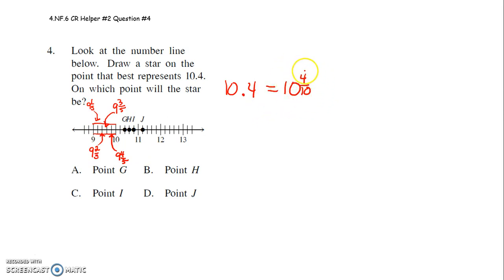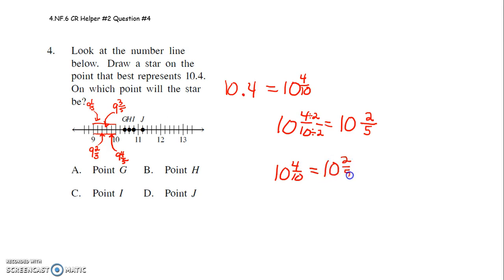We can actually simplify, and there's more than one way to go about this problem, but we can actually simplify 10 4/10. In simplest form will be 10 and I could divide my numerator by 2. If I'm dividing my numerator by 2, I must also divide my denominator by 2. That will keep an equivalent fraction, just in simplest form. 4 divided by 2 is 2. 10 divided by 2 is 5. Therefore, 10 4/10 is the same as 10 2/5.